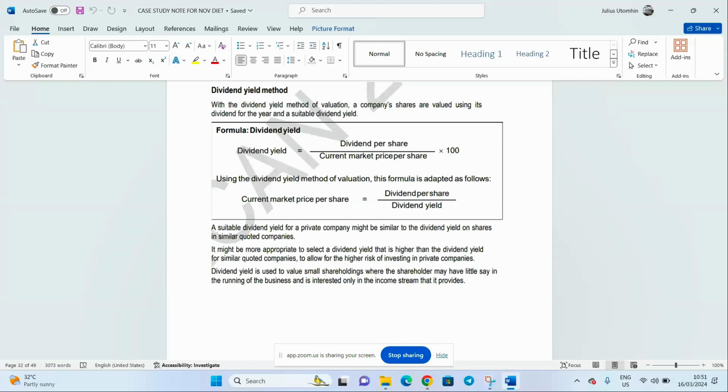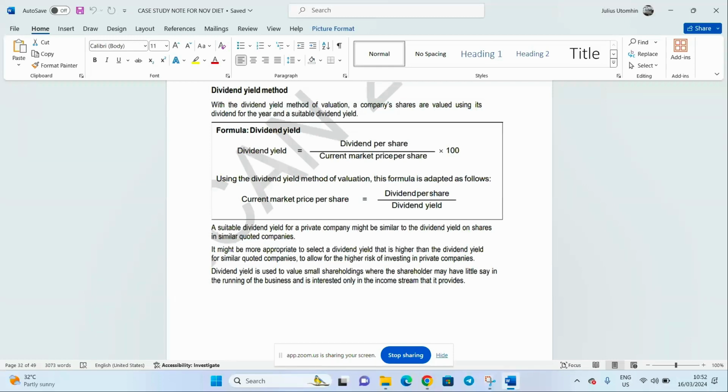Dividend yield method. With the dividend yield method of valuation, a company share is valued using dividend for last year and a suitable dividend yield. Formula: dividend yield is dividend per share divided by market price per share times 100 over 1. Using the dividend yield method of valuation, this formula is adapted as follows: current market price per share is dividend per share divided by dividend yield.